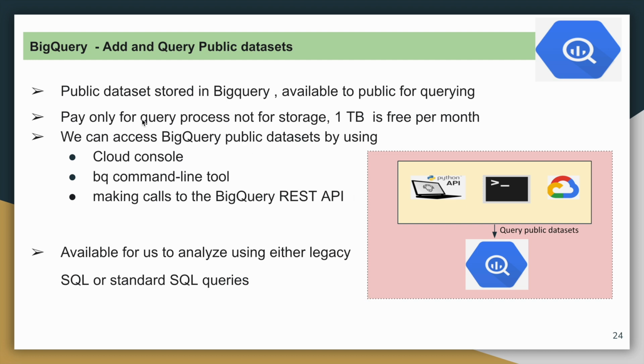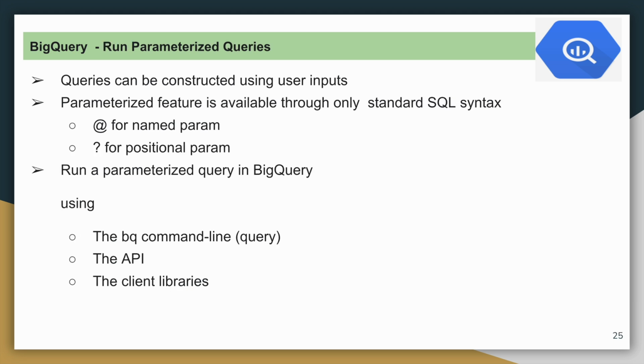You pay only for query processing, and 1 TB is free. This option is available per month for every user. After that they will charge for extra processing. You can query public data sets using standard SQL or also legacy SQL, using either of these options. In the next task we will see what parameterized queries are.